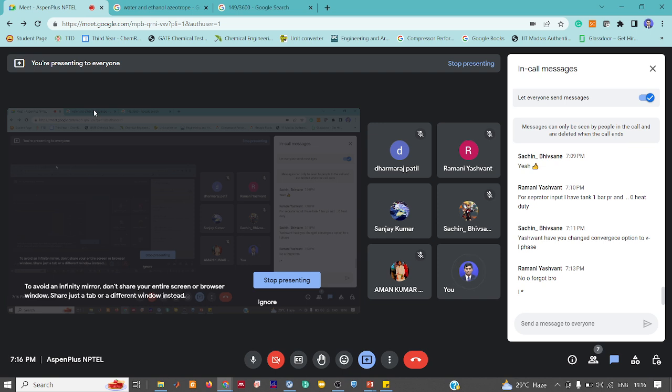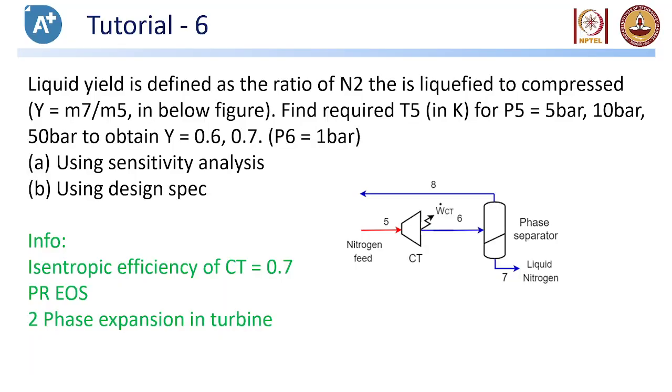Sorry? No, no, Y is not efficiency. See, Y is defined above. Y means the flow rate of nitrogen in stream 7 to the stream 5. It's not efficiency.